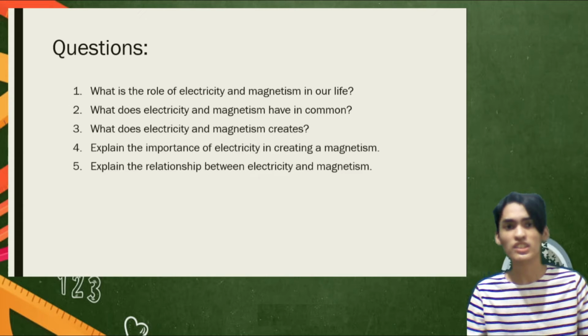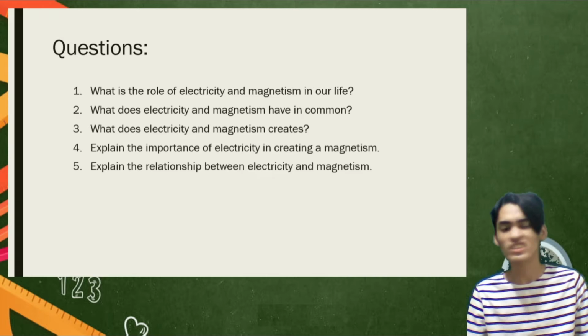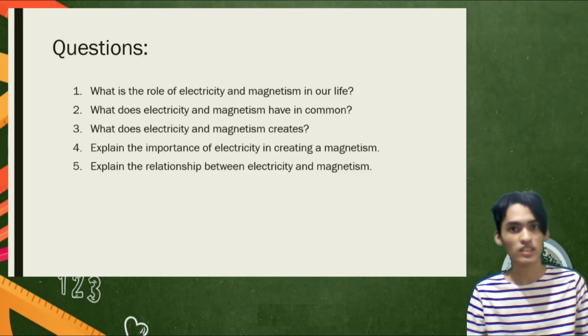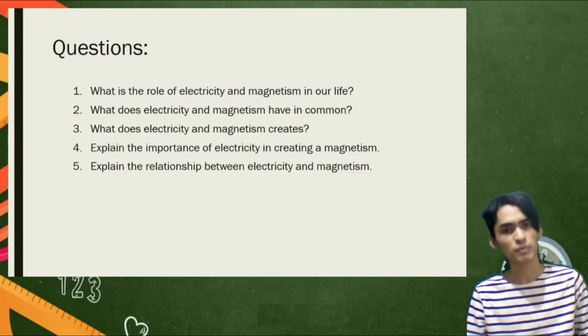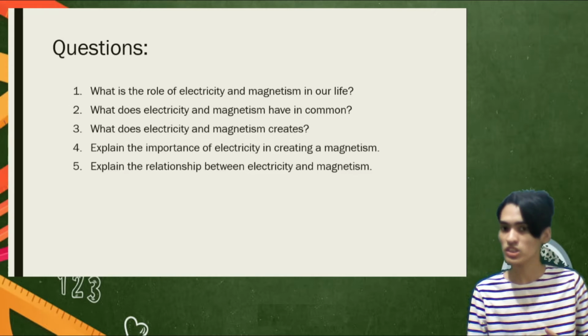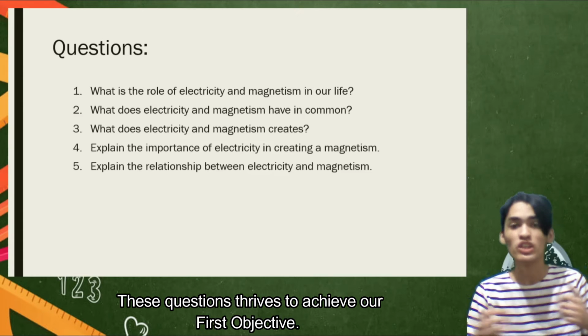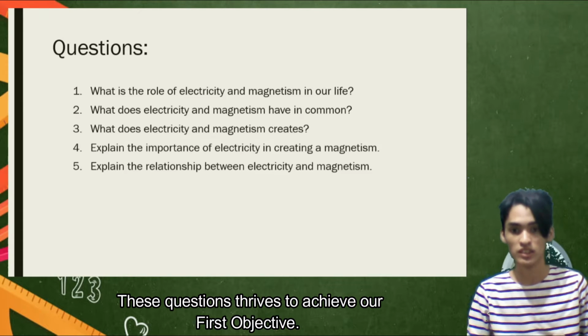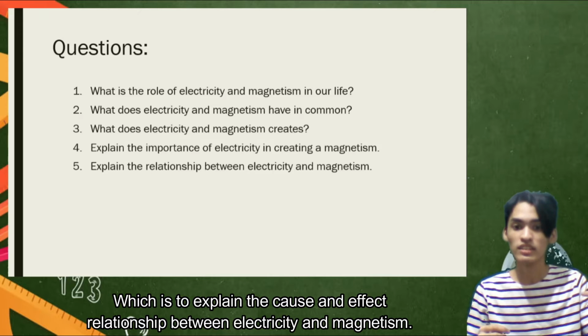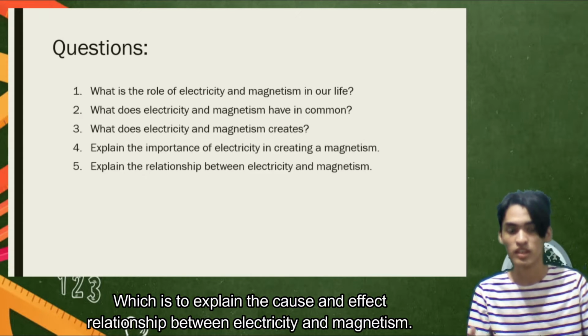Second, what do electricity and magnetism have in common? Third, what do electricity and magnetism create? Fourth, explain the importance of electricity in creating magnetism. Fifth, explain the relationship between electricity and magnetism. These questions strive to achieve our first objective, to explain the cause and effects of the electricity and magnetism relationship.